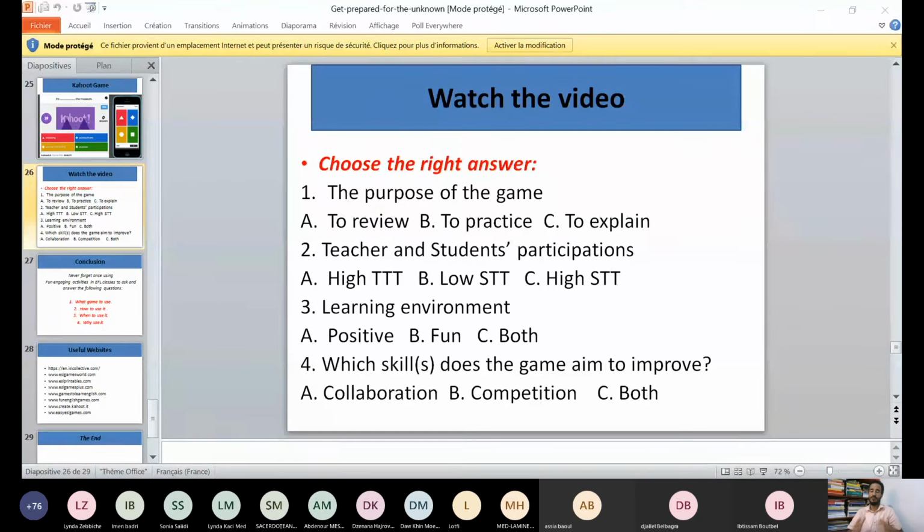So please, never forget, when using fun, engaging activities in EFL classes, to ask and answer very important questions. Because sometimes I have got a good game, a nice activity, a very engaging activity. But to have it is not the good question. The most important questions are: number one, what game to use exactly? Number two, how to use it? Using the magic hand, demonstration, clear instructions, the purpose behind that, the objectives. When to use it? Before, after, or as a review at the end of the lesson? And why use it? Do you use it to promote collaboration skills, competition skills, creativity, critical thinking, etc.? So these are very important questions to ask when using games in EFL classes.